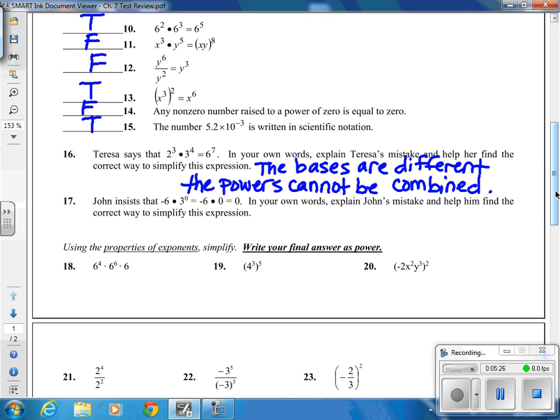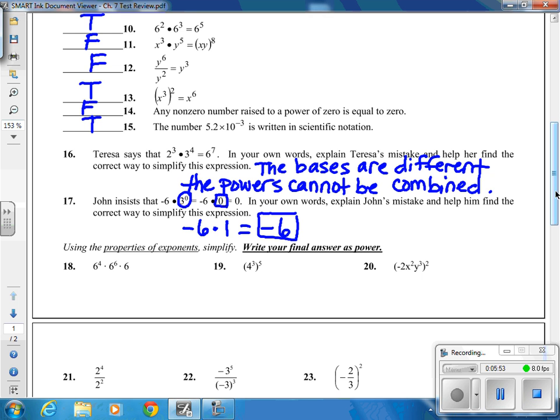All right, for number 17, we need to figure out what John's mistake was and help him find the right way to do this. Well, if you look at it, it's got a power of 0 sitting right here with this 3. 3 to the 0 power is 1. So technically he should have negative 6 times 1 written in his work. He's got a 0, so he doesn't know his 0 property very well. If we do negative 6 times 1, then the official answer should be negative 6, not 0. All right, so knowing these properties is going to help you get to those right answers.